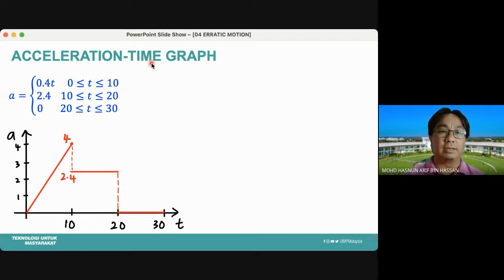So basically in erratic motion, you have the acceleration-time graph, the velocity-time graph, and then the displacement-time graph, s-t. And then we can also draw the acceleration-displacement graph, a-s, and also the velocity-displacement graph, v-s. So I have shown all the examples in the videos that I have uploaded in Kalam.